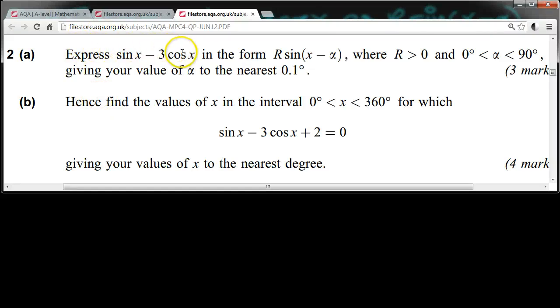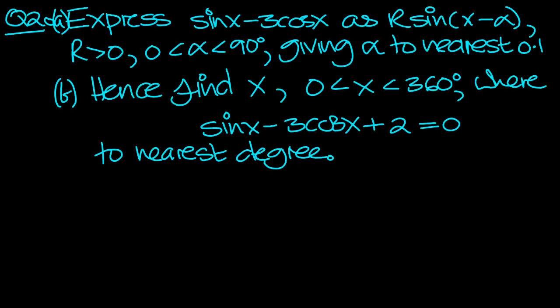Express sin x minus 3 cos x in the form r sin(x minus alpha), where r is greater than 0 and alpha lies between 0 and 90 degrees, giving your value of alpha to the nearest 0.1 degree. Hence, find the values of x in the interval 0 to 360 degrees for which sin x minus 3 cos x plus 2 equals 0, giving your values of x to the nearest degree. So here's the question in summary form. We just need to do the first part, part A.